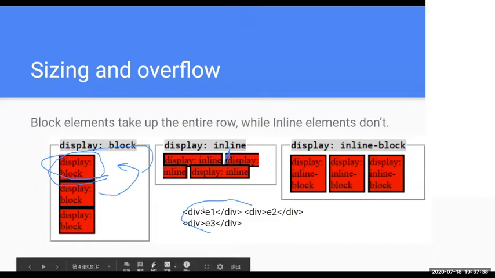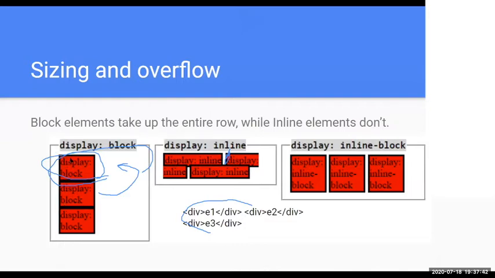As you can see, same HTML code with different CSS. One is display block, one is display inline, completely different result. When it's block, each element takes up one entire row. When it's inline, each element would start where the previous element had left off, had finished.